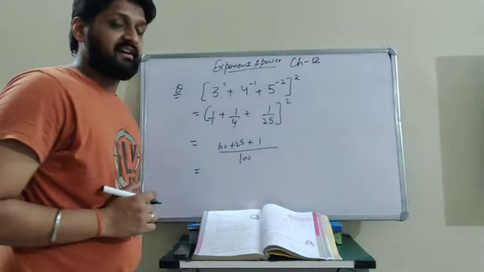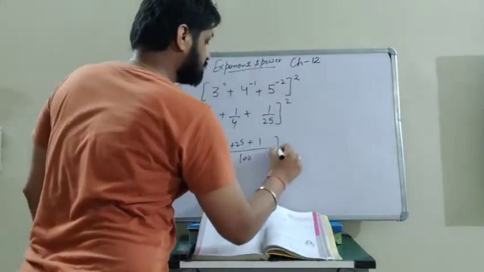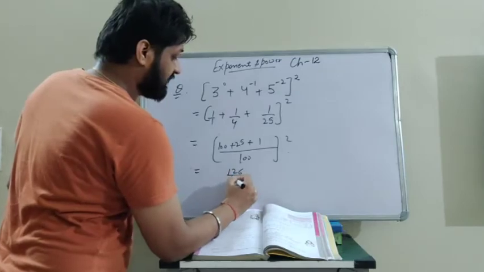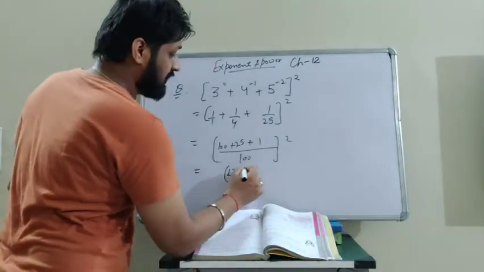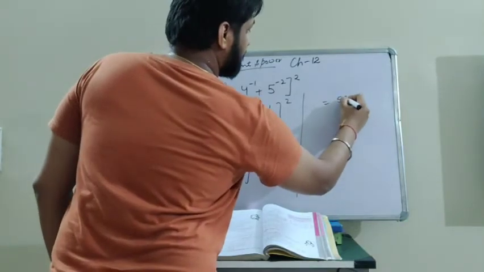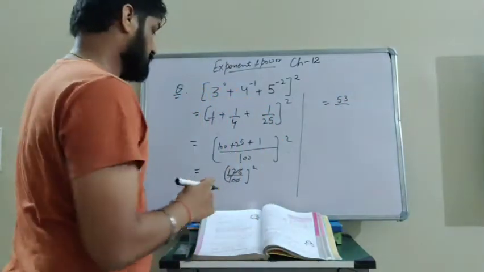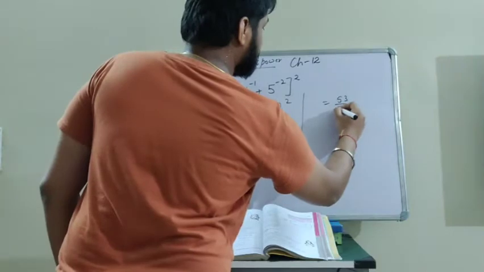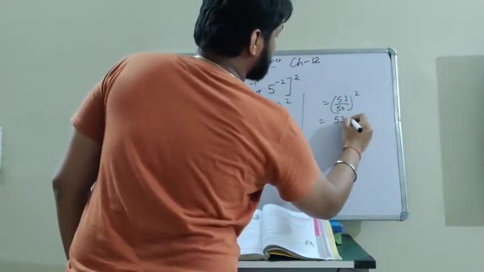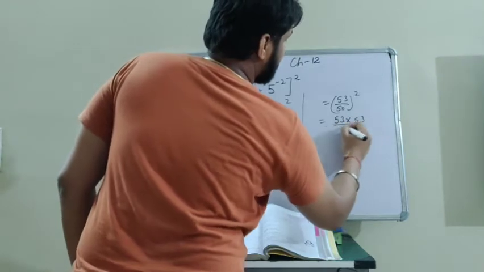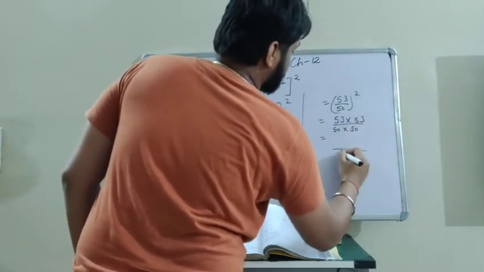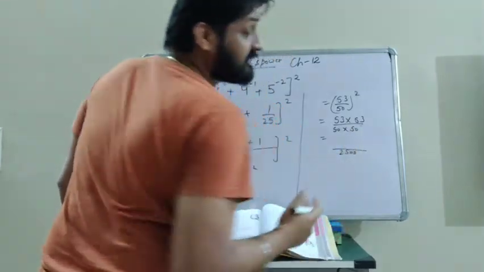100 plus 25 plus 1 is 126, so it is (126 divided by 100) whole power 2. When we reduce it, it comes out to be (53 divided by 50) whole square. That can be done as 53 multiplied by 53 divided by 50 multiplied by 50. So here it is 2500 in the denominator, and the square of 53 in the numerator.